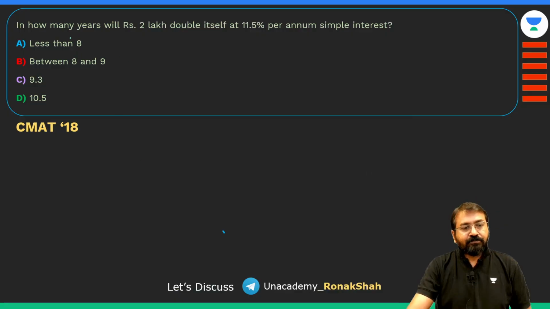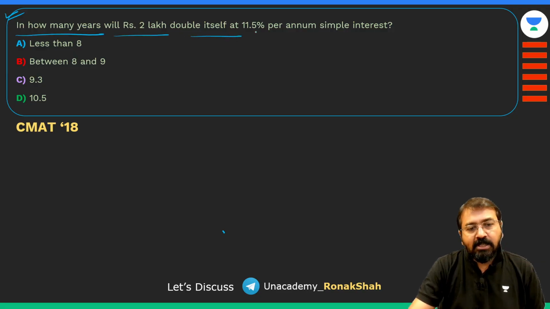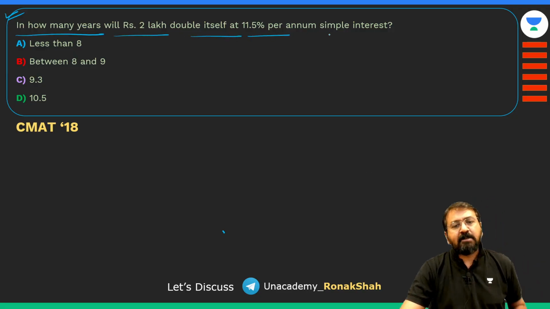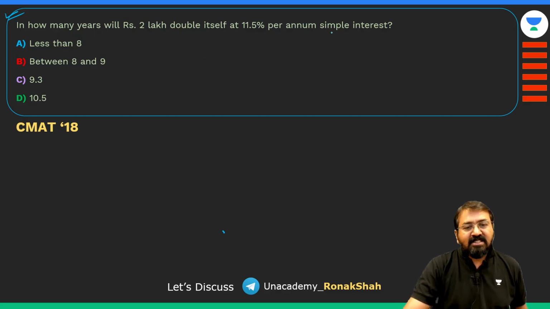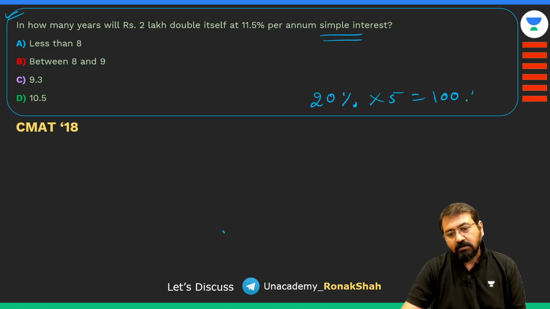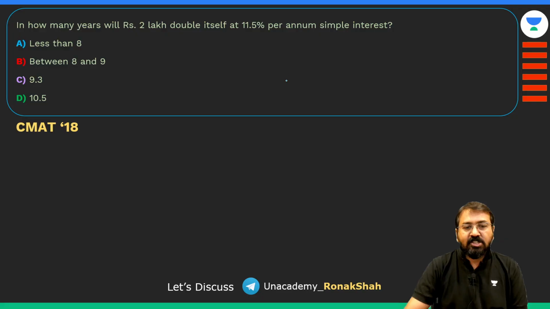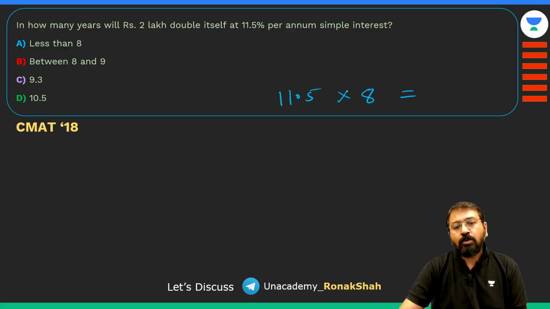Yes, so guys let's try for this question. In how many years will 2 lakh double itself at 11.5% per annum simple interest? गाइस सिंपल इंटरेस्ट है, मतलब अगर 1 साल का 20% है तो 5 साल का 100% हो जाएगा। सिंपल इंटरेस्ट है इसलिए ऐसा कैलकुलेशन है। तो डबल होना मतलब हमें 100% चाहिए। तो गाइस 11.5 को अगर मैं 8 से मल्टीप्लाई करूंगा तो कितना होगा?